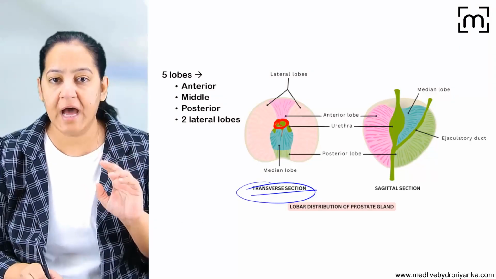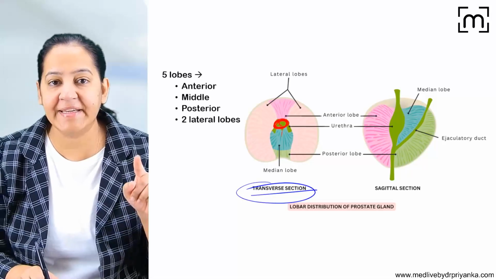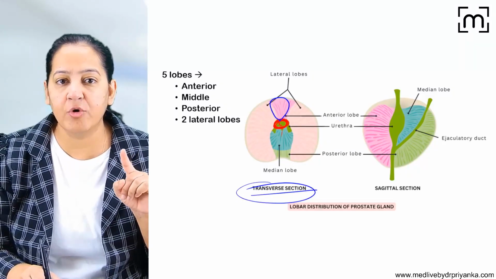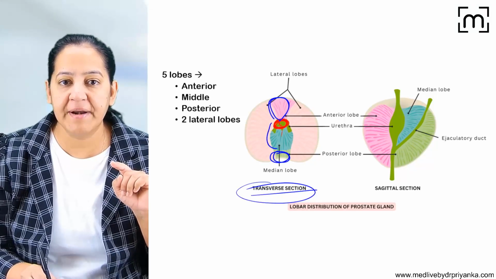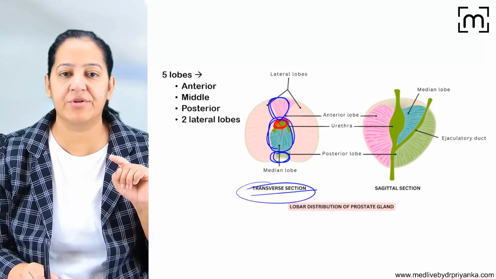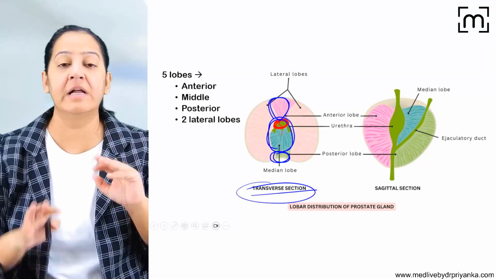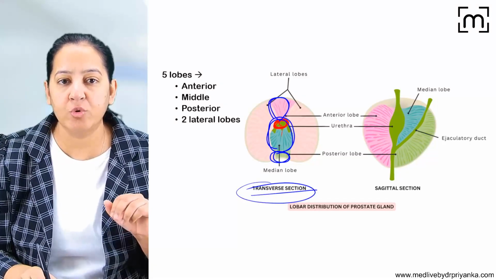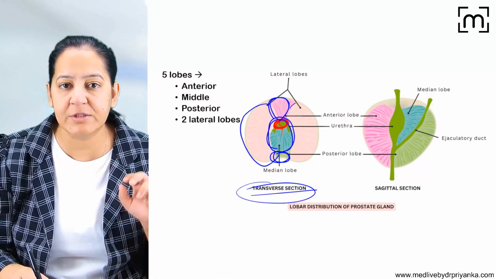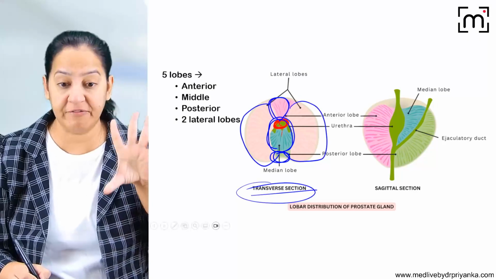Can you see? Now this is the anterior lobe. Can you see the pink color? This is the posterior lobe. This is the middle lobe. From the middle lobe, this urethra is passing. The urethral orifice is there. So one anterior lobe, one posterior lobe, one middle lobe, and 2 lateral lobes are there. Can you see these two? These 2 are lateral lobes. So total 5 lobes are there.